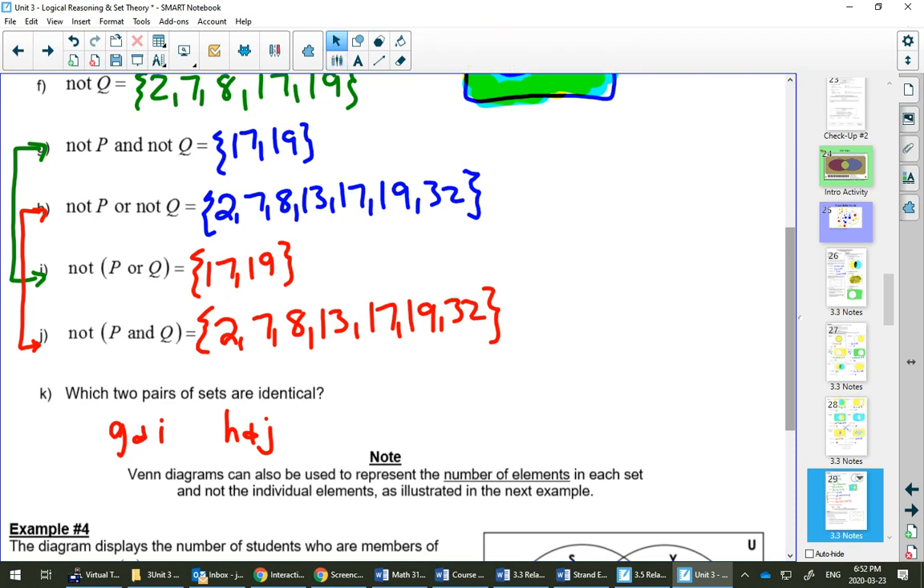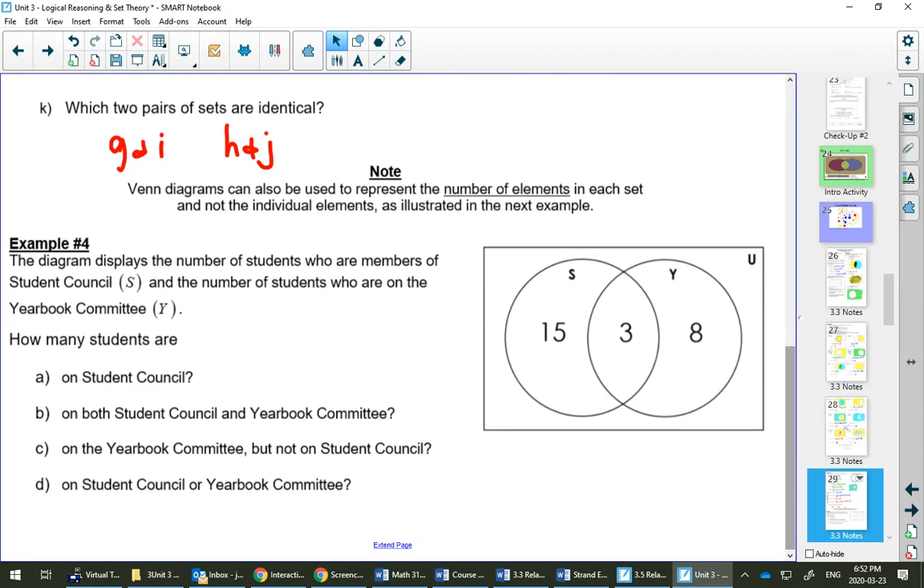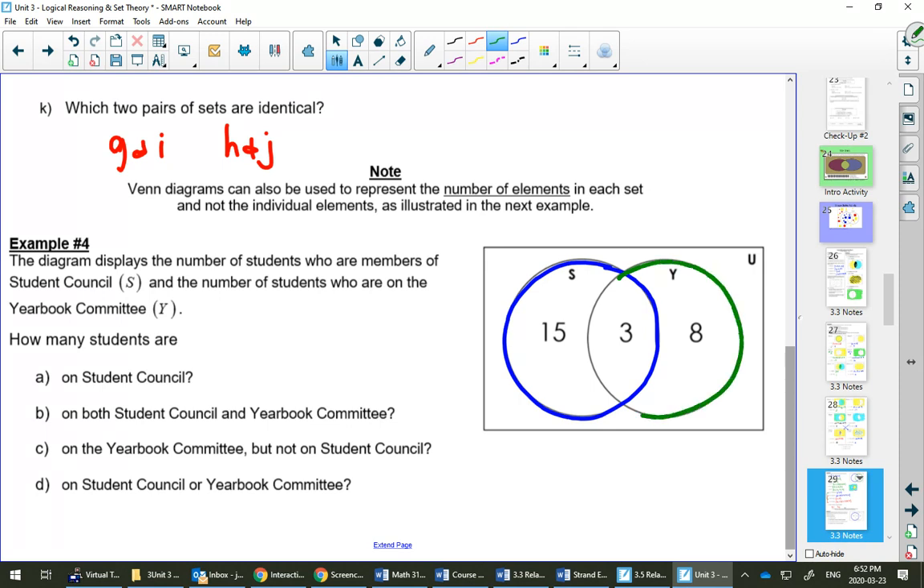Now, that example that we had there was showing a set of numbers that had been arranged in a Venn diagram, but we can also just use a Venn diagram to represent the number of elements. So here would be an example that just represents the number of elements rather than each individual student. The question says the diagram displays the number of students who are members of student council and the number of students who are on the yearbook committee. So we have student council, and again, when I'm doing these questions, I find it's helpful to use colors to distinguish between the 2 circles. So we have student council and we have yearbook.